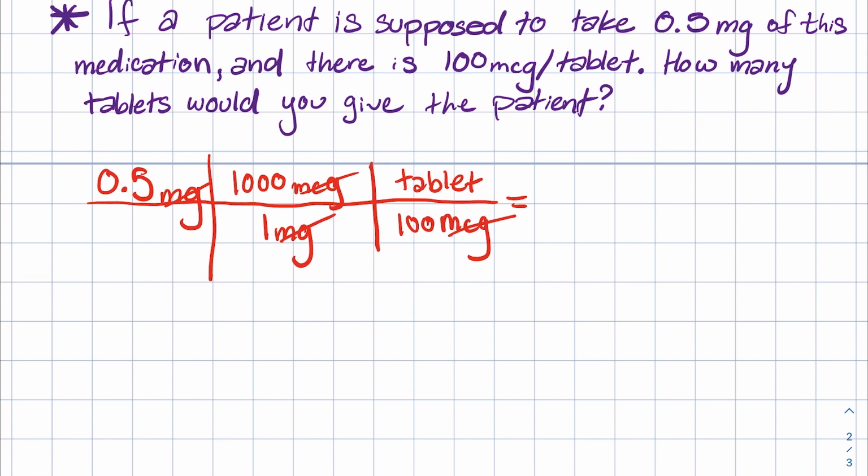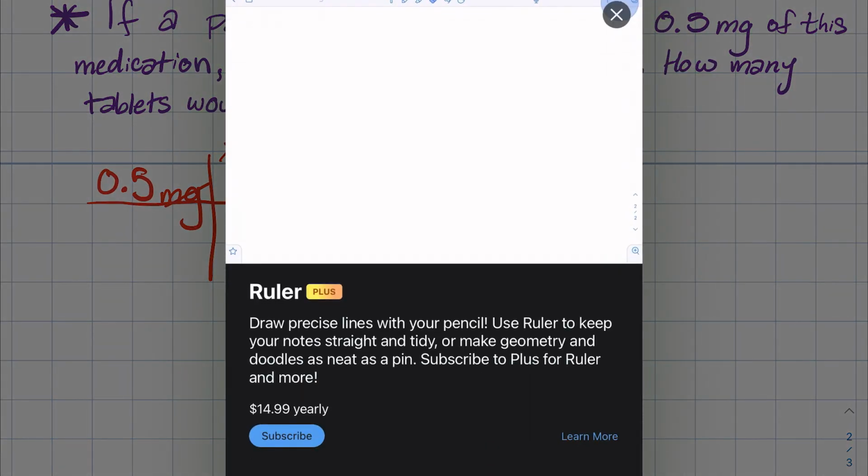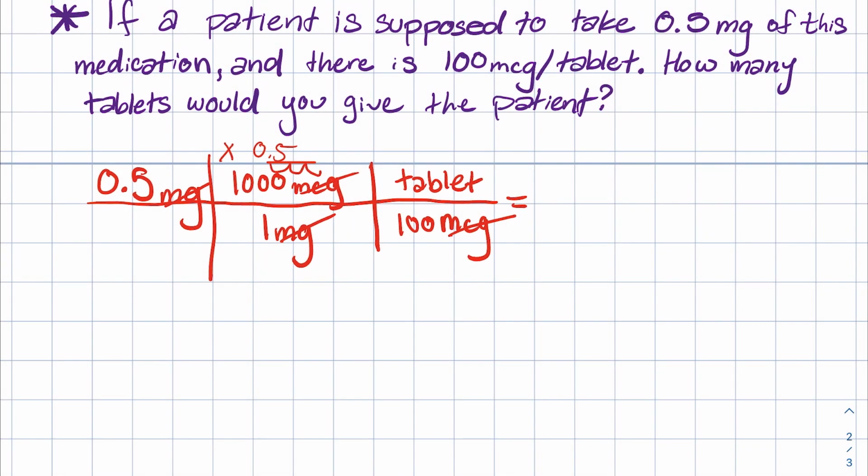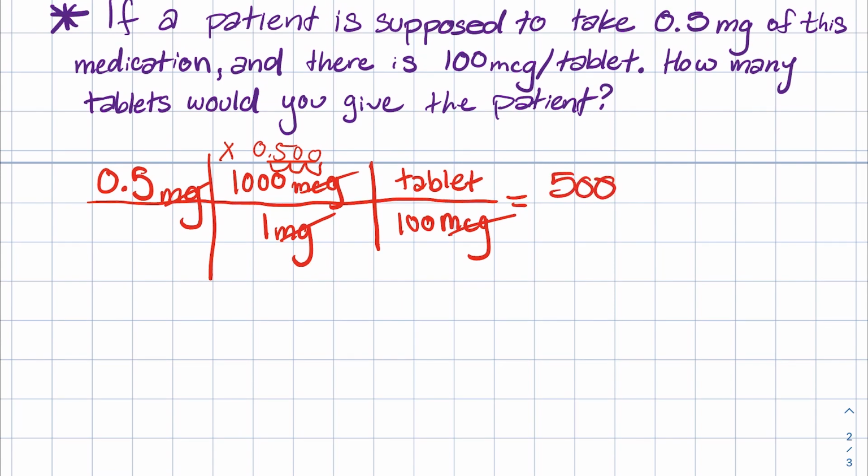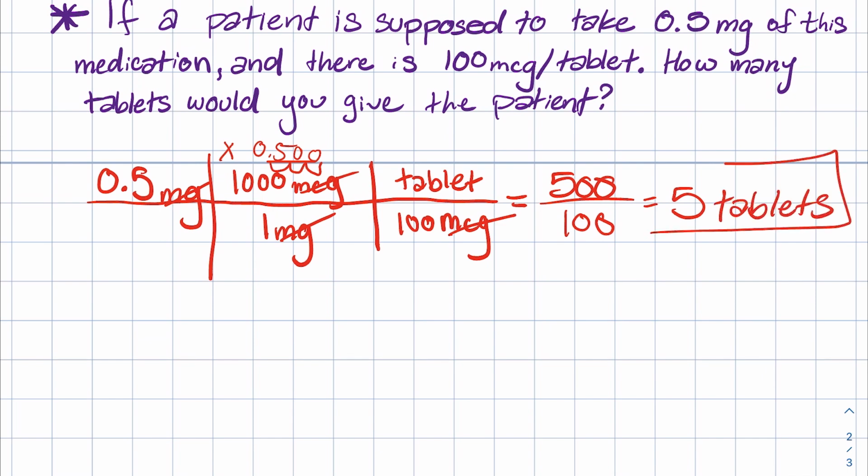Then to cross out microgram, we're going to add the 100 micrograms per tablet. Now we multiply 0.5 by 1,000, which will end up as 500. And the only unit of measurement left is tablet. So this is going to be 5 tablets.